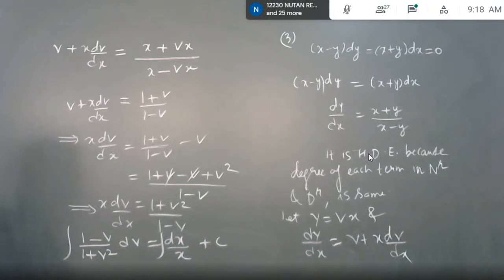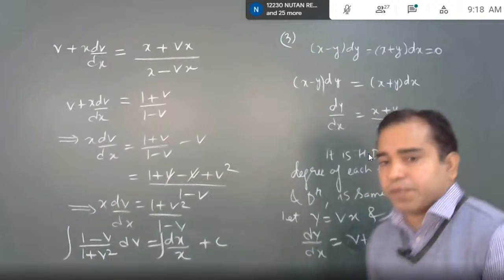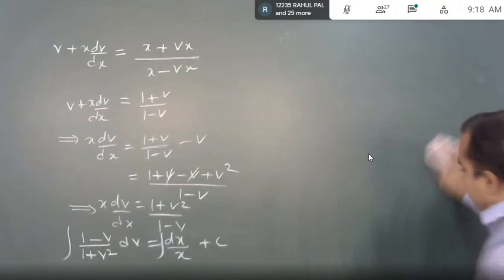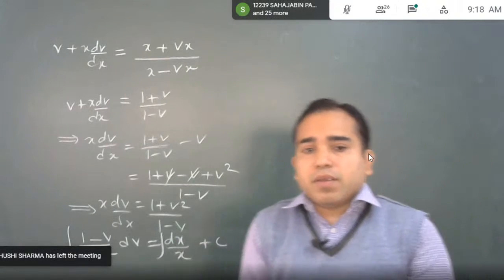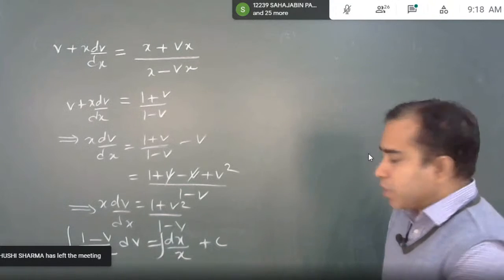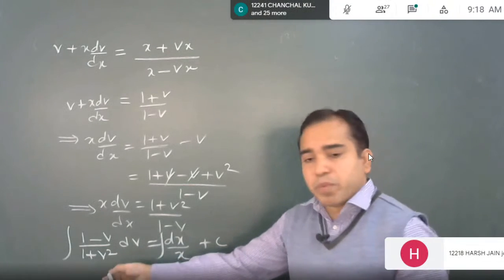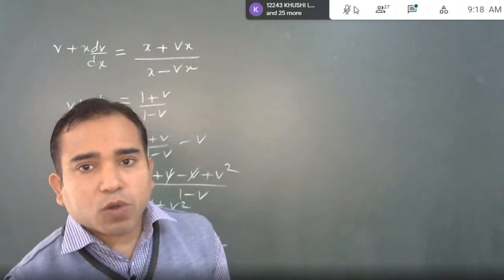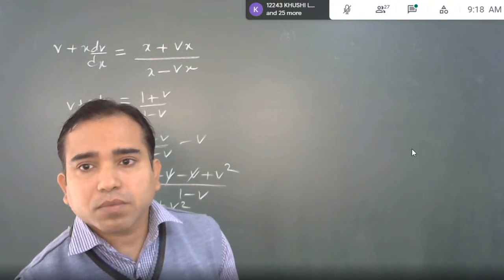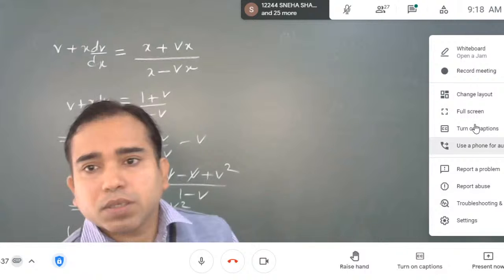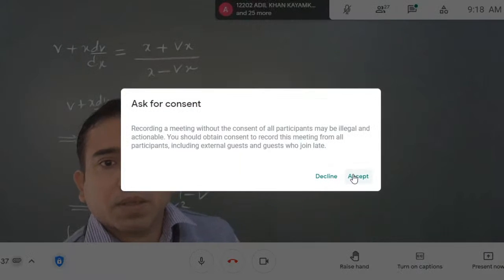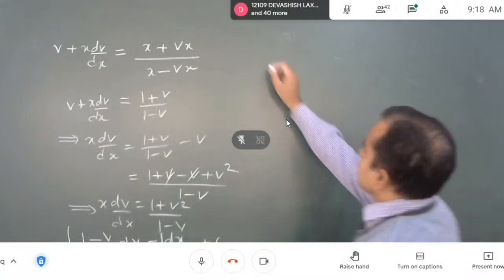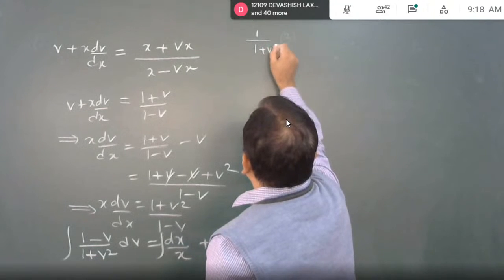Now students, suggest to me how to integrate this left hand side. Anyone? Separating 1 minus v. You are saying perhaps making two terms. So let us make two terms out of it. It will become 1 upon 1 plus v square.